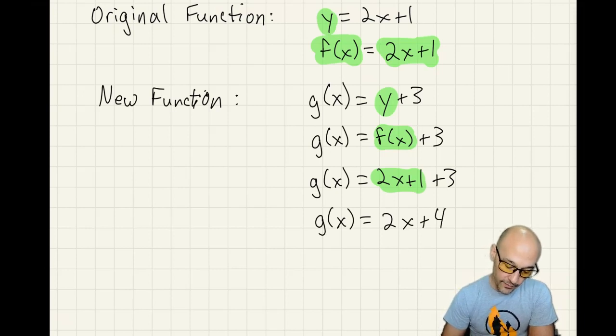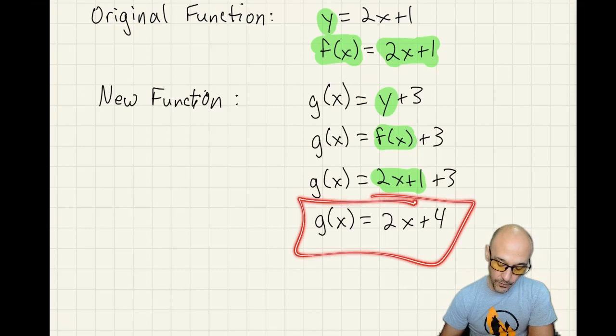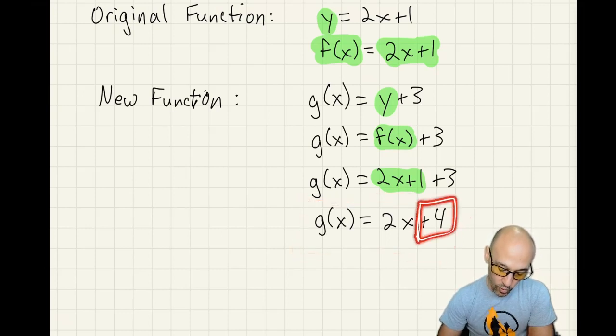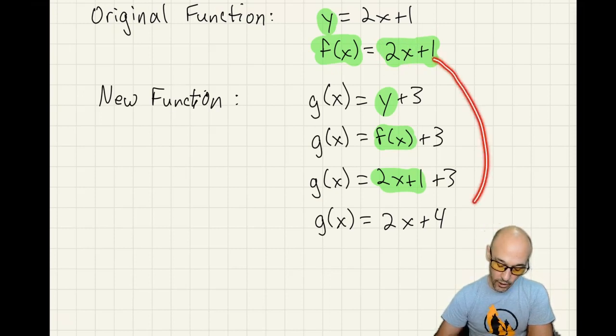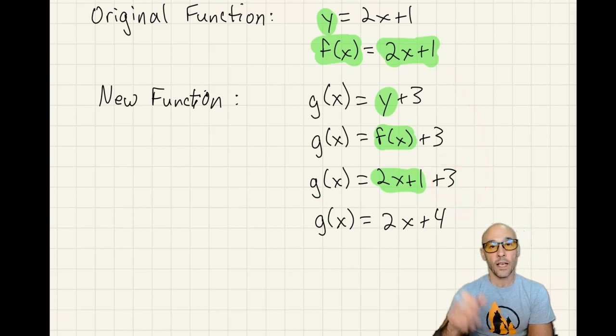Now, if you look at this function, g of x, we have a y-intercept of 4 and a slope of 2. Our original function, f of x, has a y-intercept of 1 and a slope of 2. So that means they're parallel. They both have a slope of 2. And we've simply moved this function up 3 units, up 3. So it's a vertical, up or down. It's a vertical translation or shift up 3 units.